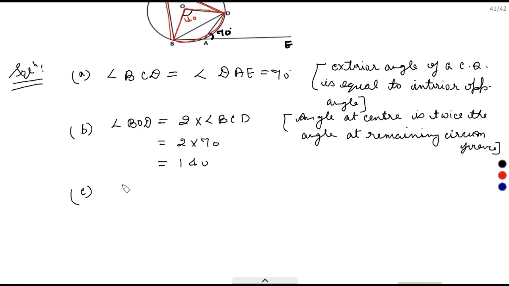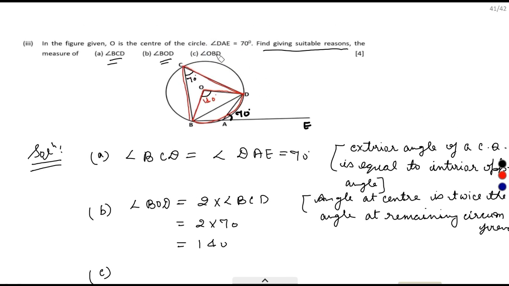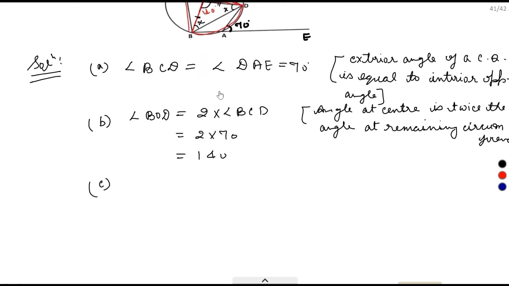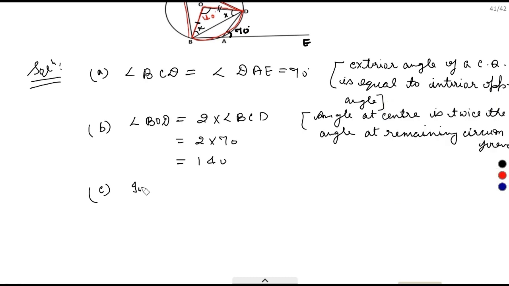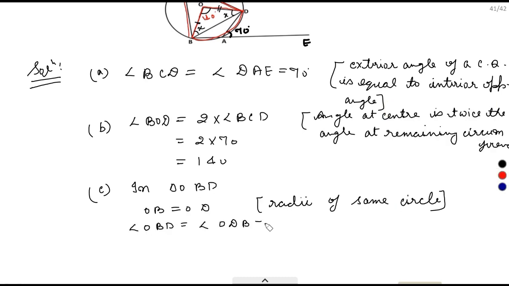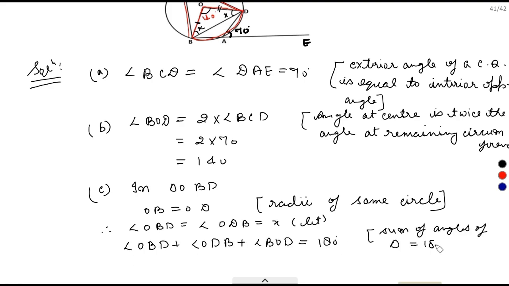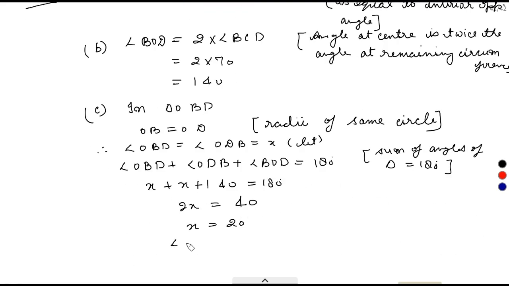Third, we have to find angle OBD, this angle. Now, if we consider the triangle OBD, then OB is equal to OD because both are the radius of same circle. It means if this angle is x, this will be also x. And sum of angles of a triangle is 180 degree. With the help of this, we can find x. X is equal to 20 degree. It means angle OBD is equal to 20 degree.